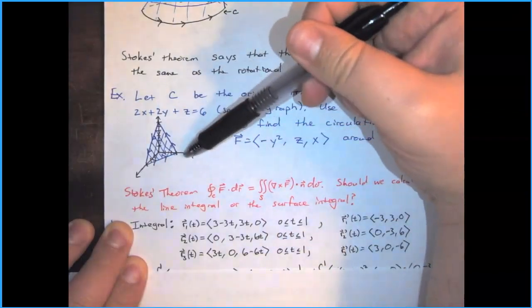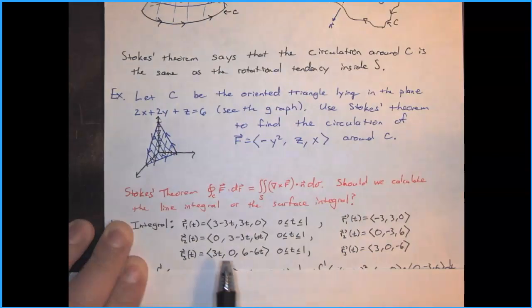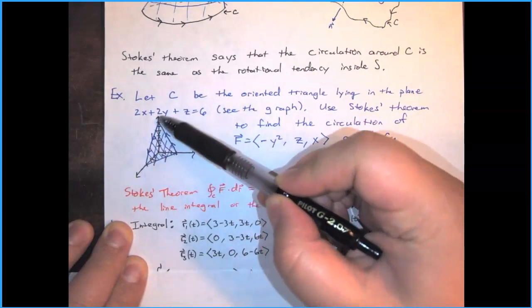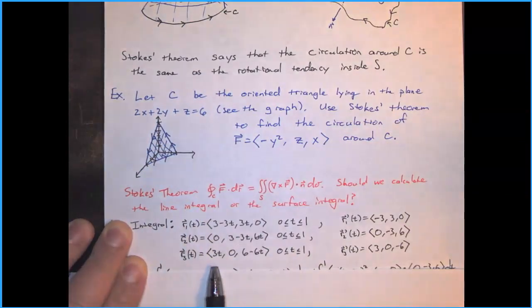Then I parameterize this line segment going from (0,3,0) to (0,0,6). I get ⟨0, 3-3t, 6t⟩, t going from 0 to 1, and the derivative is ⟨0, -3, 6⟩. And finally, this line segment going from (0,0,6) to (3,0,0) is ⟨3t, 0, 6-6t⟩, t going from 0 to 1, and the derivative is ⟨3, 0, -6⟩.